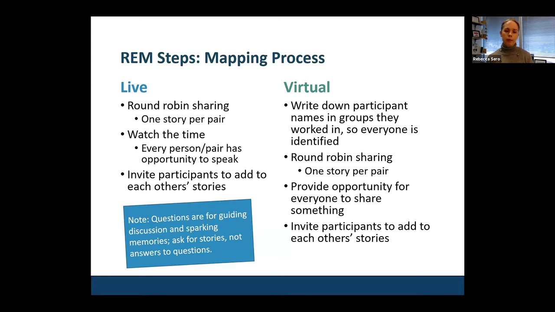Oftentimes for mapping sessions, for the groups we've recently been working with, we actually don't put participants' names up on the screen. Instead, we'll use a code name. So we'll use P1 for the first participant that speaks, P2, P3, and so on. And then on a piece of paper in front of me, I'll keep track of the name of the person and the participant number so that we have that for later. Again, round robin sharing. Make sure everyone has the opportunity to share and invite people to add to each other's stories as appropriate.